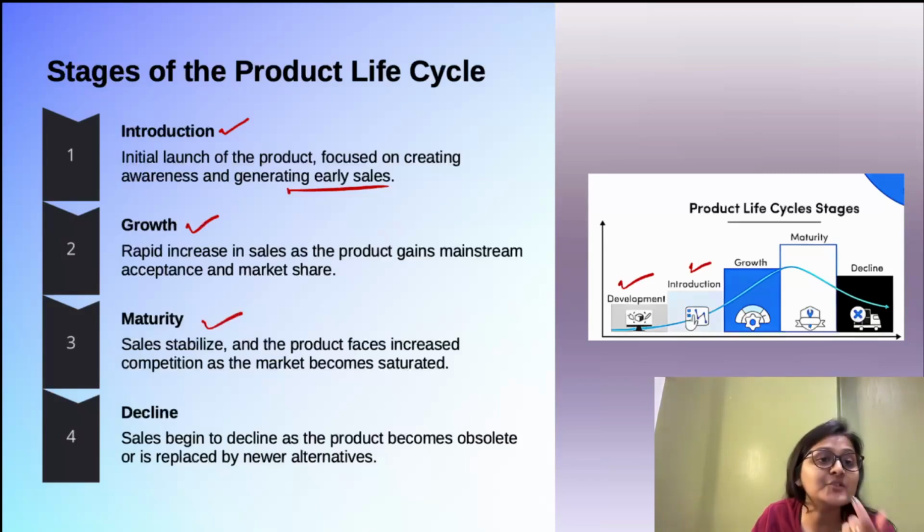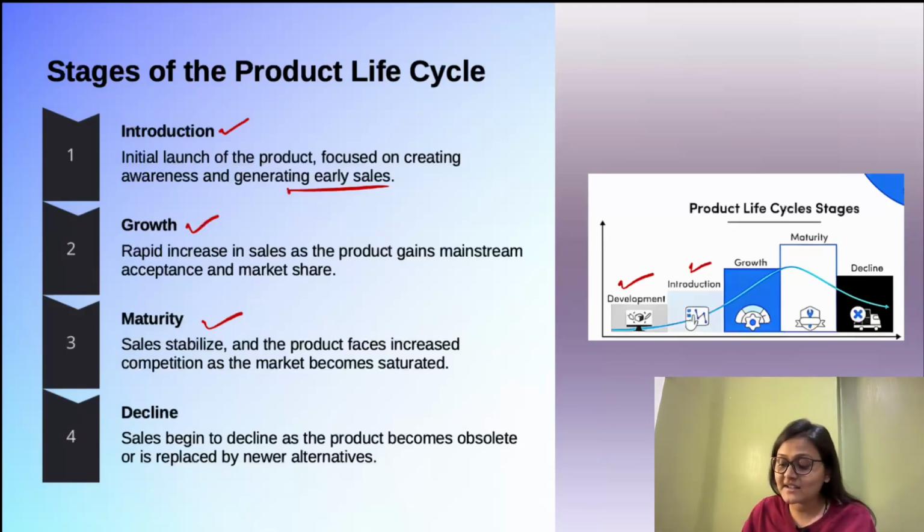Then we have the maturity. At the maturity phase, what happens? The sales are going to stabilize. A lot of promotion is not occurring at this stage. The product has captured the market space and the product faces a lot of competition from the other competitors. As the market becomes much more competitive, there is a lot of competition from the other marketers.